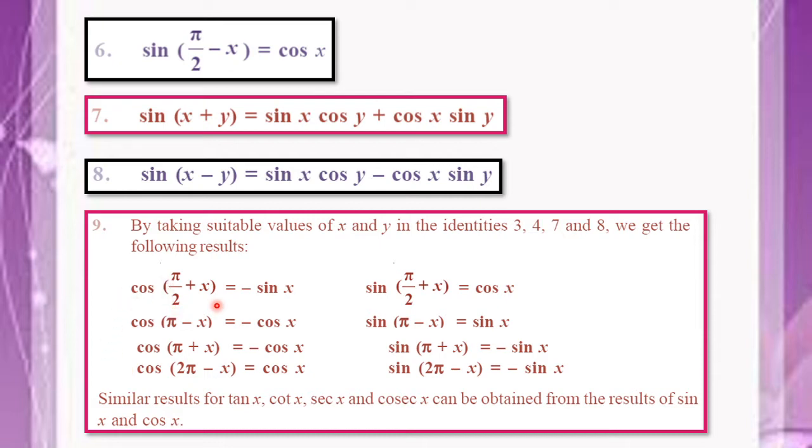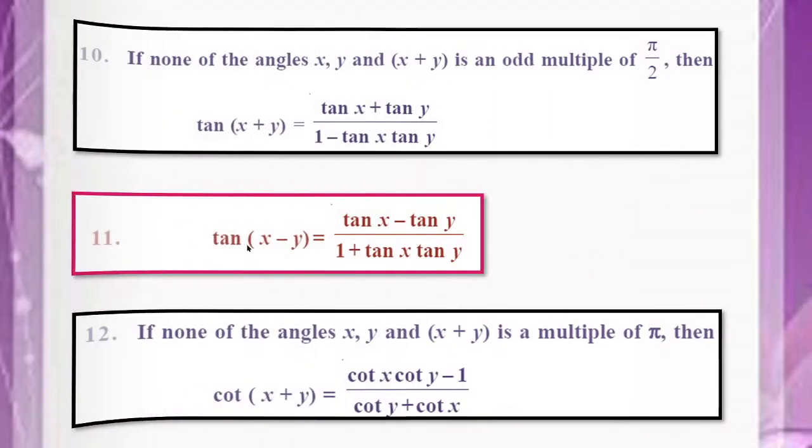Cos(pi/2 + x): pi/2 means it is talking about the changing line, then definitely the ratio is going to change. Cos will be converted to sine and pi/2 + x will fall somewhere in second quadrant, and in second quadrant cos is positive? No, cos is negative. So the answer will be minus sine x. This way we can find out other ratios.